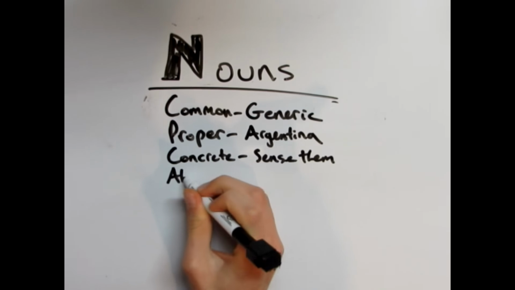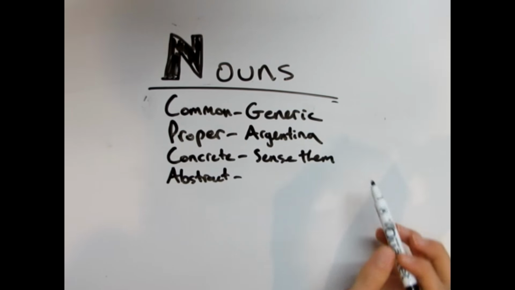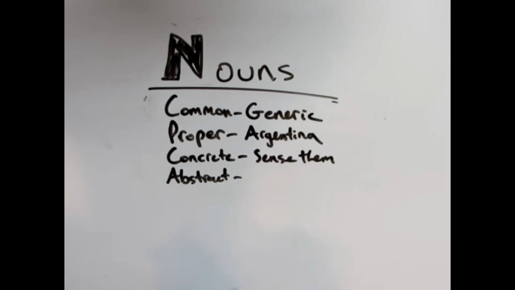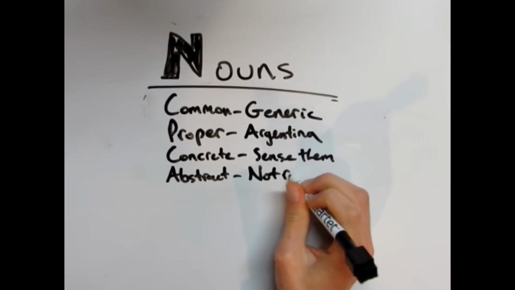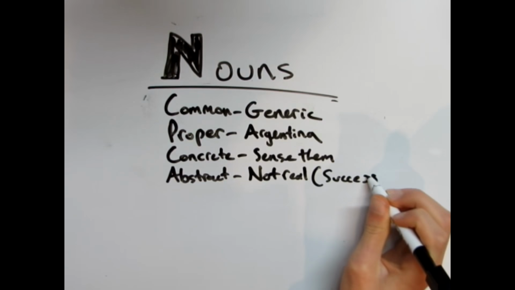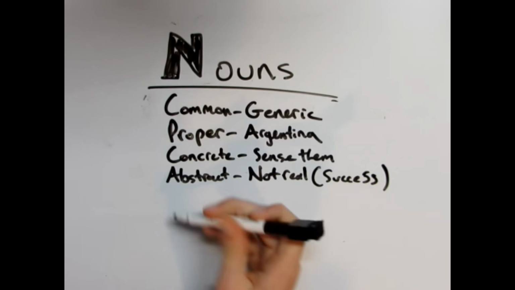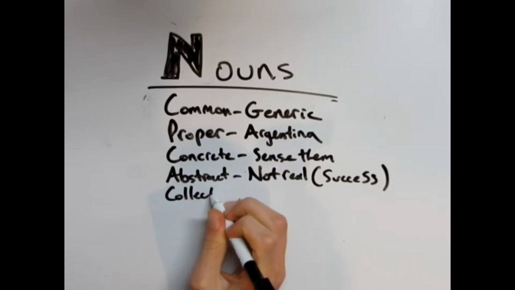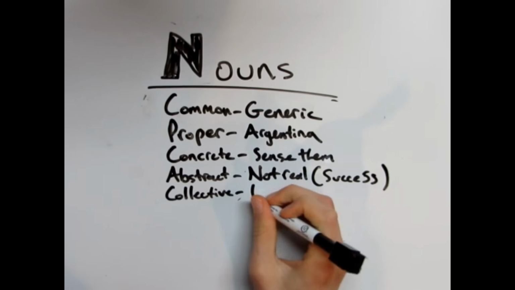Then we have abstract nouns. Now, abstract nouns, so you really can't sense them. They usually fall under the whole thing of ideas. So they're not real. I'll give an example. Let's put success. But they are real, but they're abstract. And then we have collective nouns. An example of a collective noun, this is usually like when you think of a group, so a group or a team.